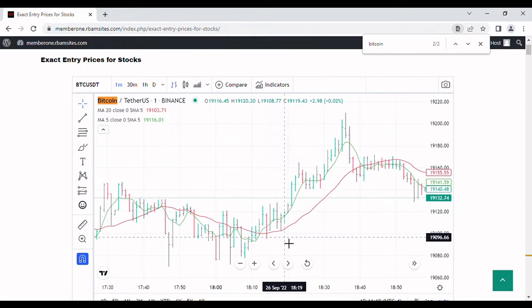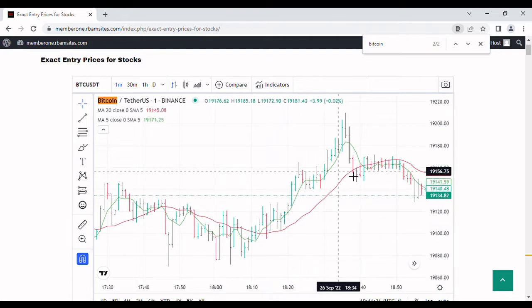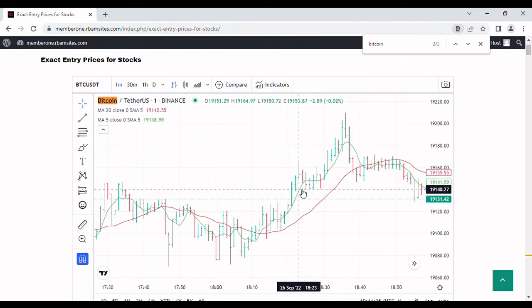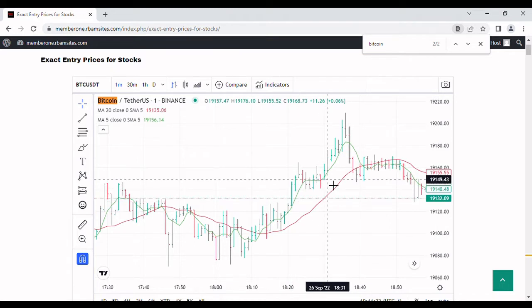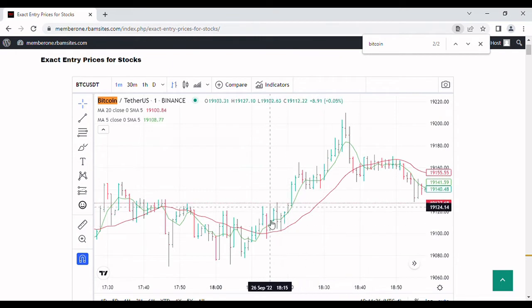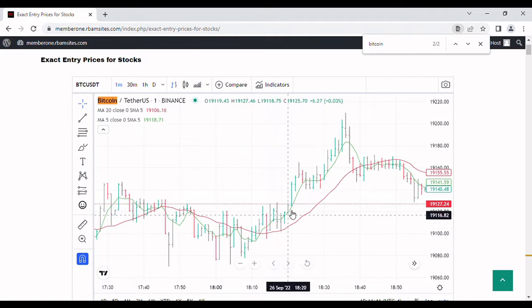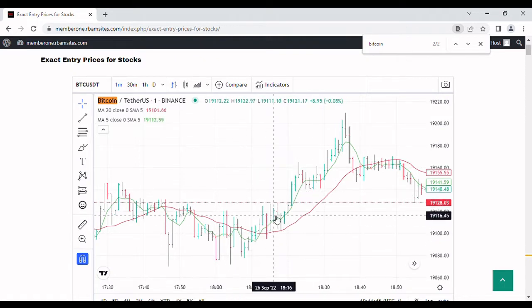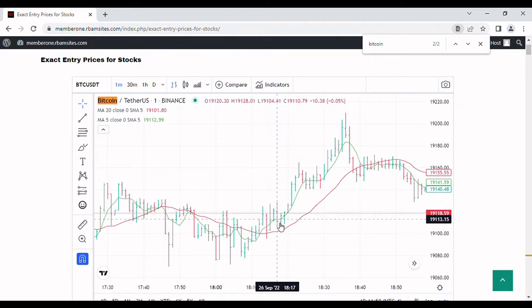And now there's a variety of things we can do. We can ride this up until the 5 crosses the 20 on the downside and get out, or we can just ride it up and get out whenever we feel like it. Right here it went to 19,164. You could have got out here at roughly 19,176. So you can see tremendous opportunity, very little effort put in to design this system. You put on a 5-bar moving average, a 20-bar moving average, and when price closes above all of that, you use that price for the next bar to enter the trade.